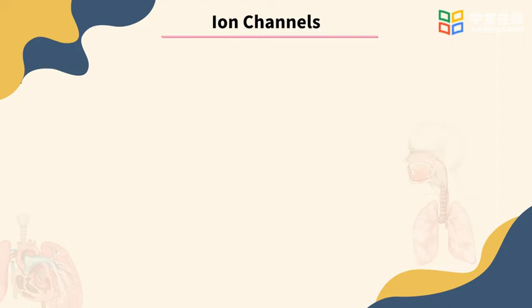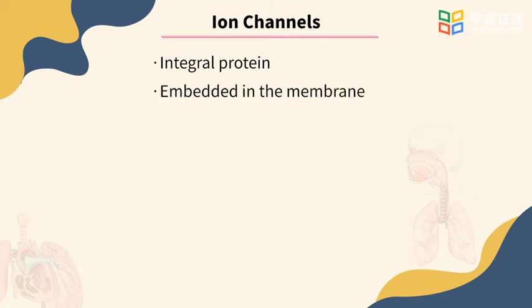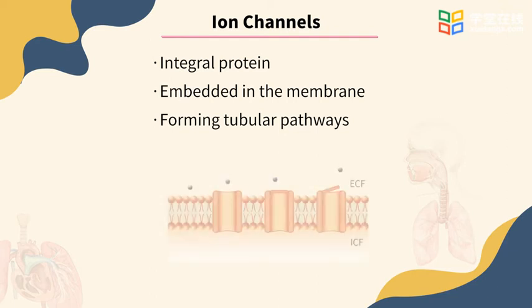Ion channels, also called membrane channels or protein channels, are integral proteins of the cell membrane. They are embedded in the membrane and form tubular pathways through the membrane. Therefore, substances can move by simple diffusion directly along these channels from one side of the membrane to the other, down the concentration gradient. Many of our cell membranes contain channels that permit rapid access for specific substances.